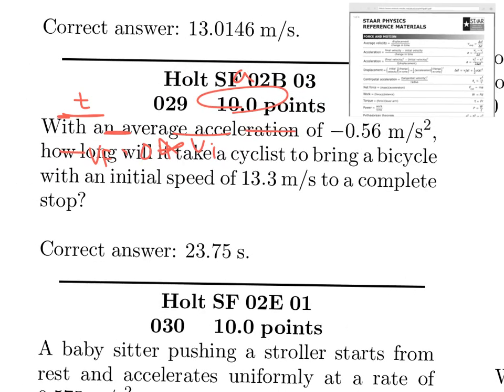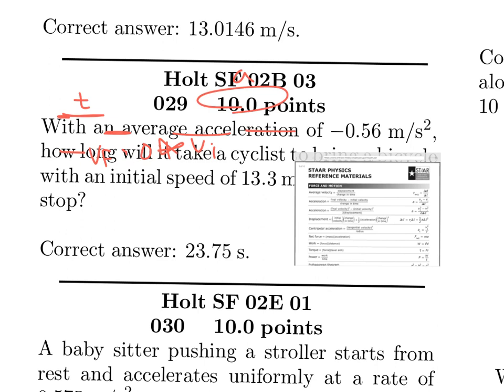Okay. So I'm looking for a how long based on acceleration, v initial, v final, and time. Okay. So I'm looking for time based on that. Let's see. Let's look at our equations here. So what equation has acceleration, final velocity, initial velocity, and time?